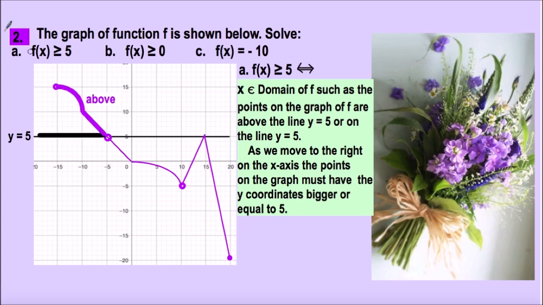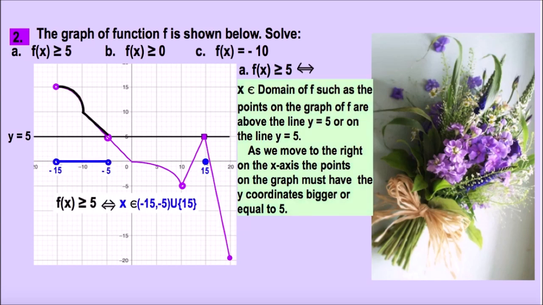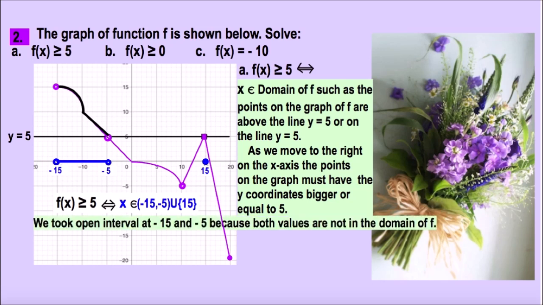This shaded section is entirely above y equals 5. The following section is under. This point right here, 15.5, is exactly on the line, and then the remaining part of the graph is under the line. Thus, f(x) greater than or equal to 5 is equivalent to x belonging to (-15, -5), united with the set made of 15. We took an open interval at -15 and -5 because both values are not in the domain of f. Remember, they are holes.